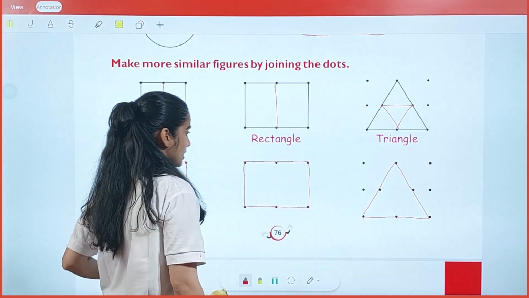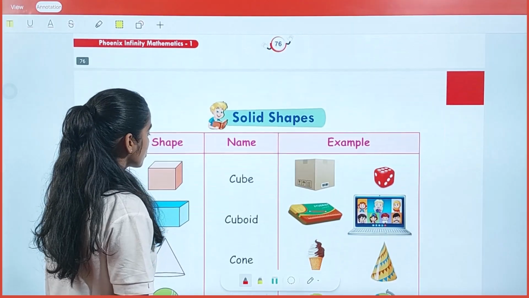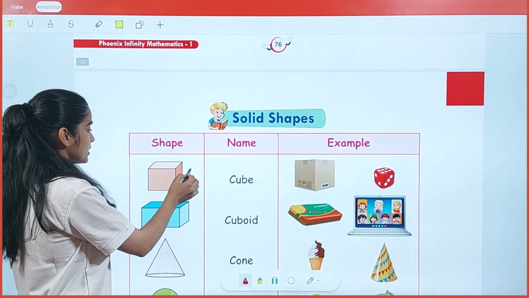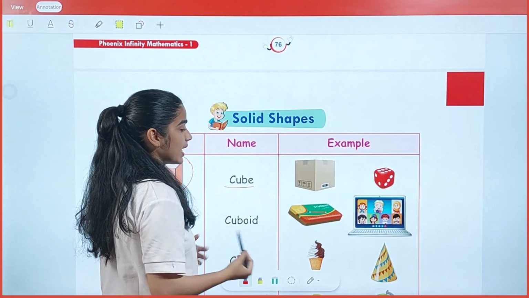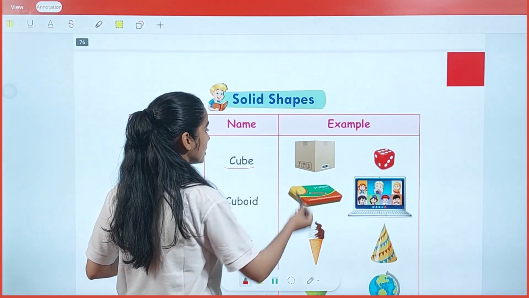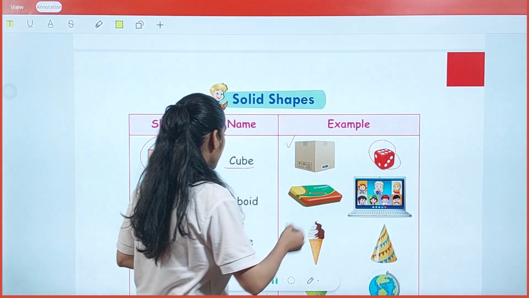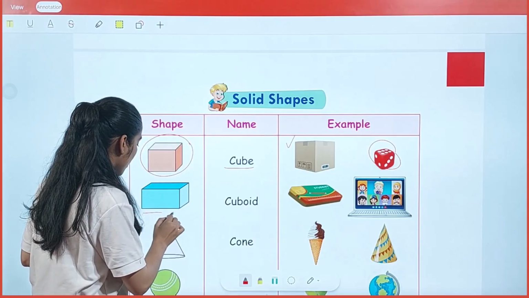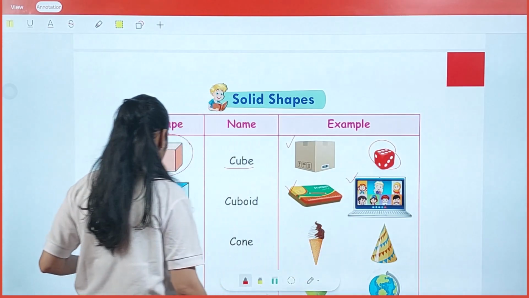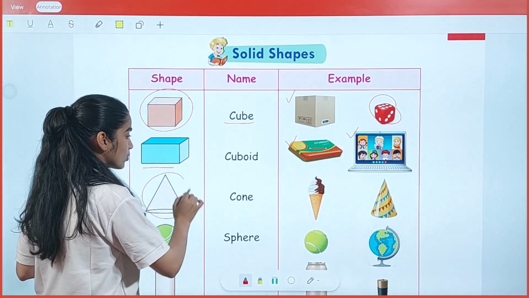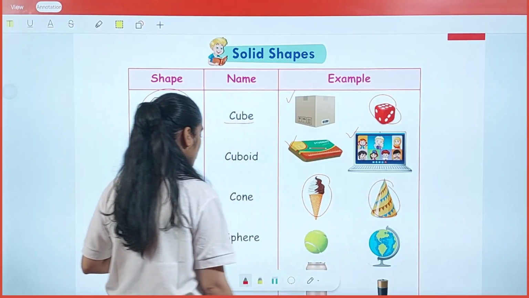Okay. Next, solid shapes. This is a solid shape whose name is cube, and you will find this cube in your surroundings in a cardboard box, a dice. Okay, next we have a cuboid, which is your geometry box, your laptop. Next we have cone. Cone is for ice cream. Your birthday caps are your cone.